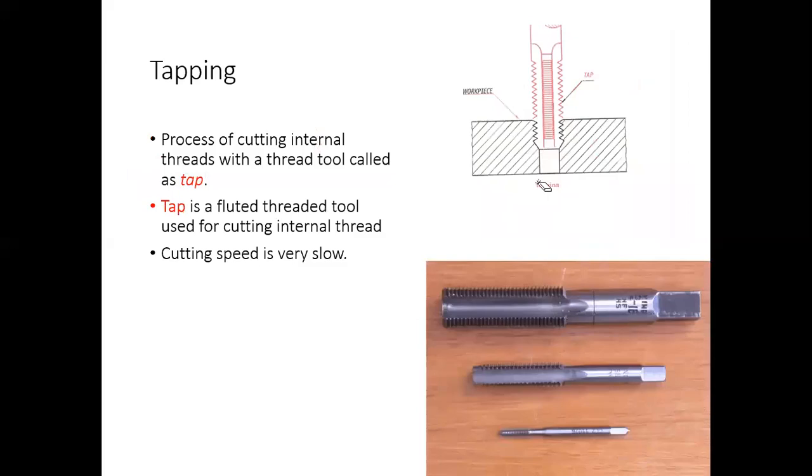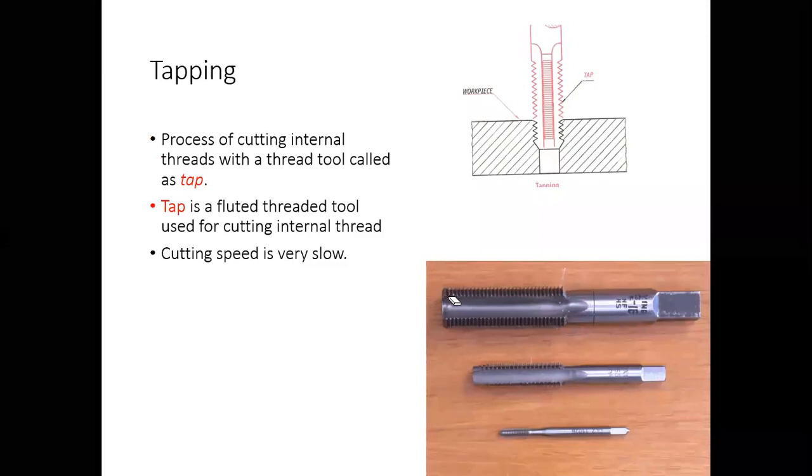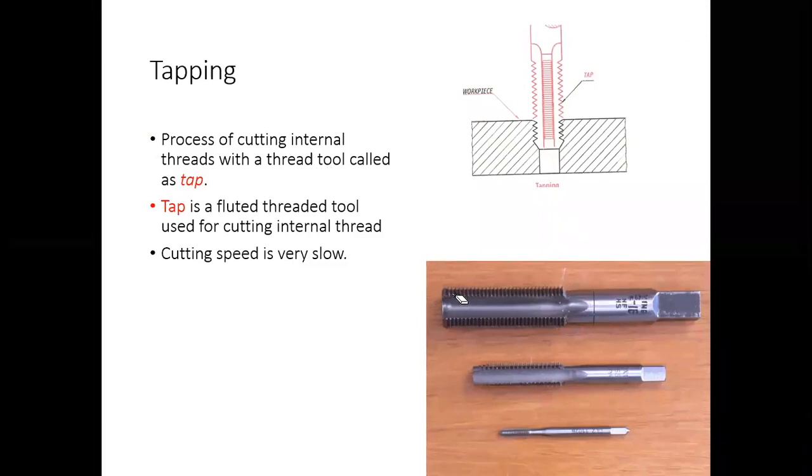So then coming to tapping. Tapping is nothing but a process of making threads. It is the process of cutting internal threads with a thread tool called a tap. So this is a typical thread tool, called a tap. Using this, you can see here, you have sharp edges, and in between you have grooves.